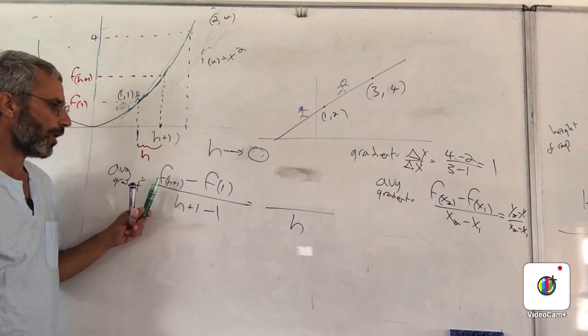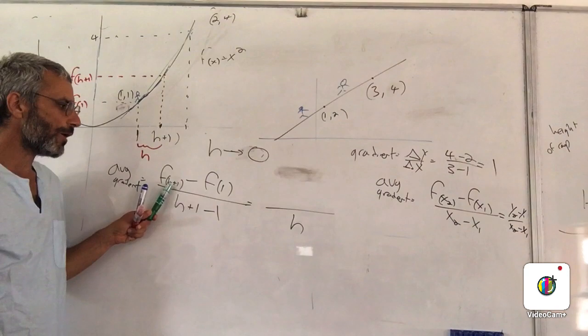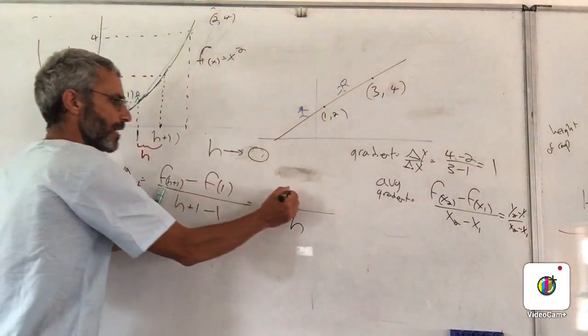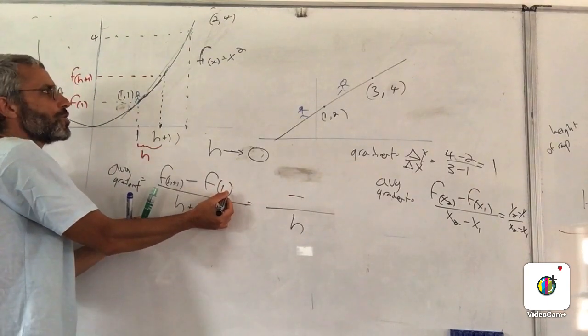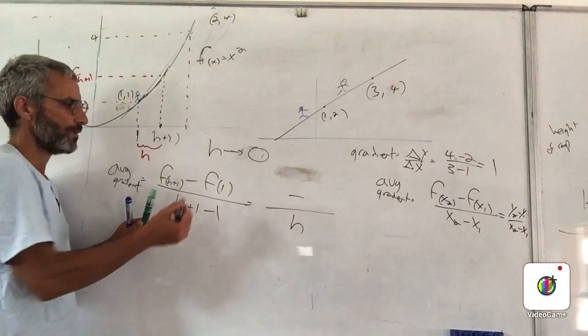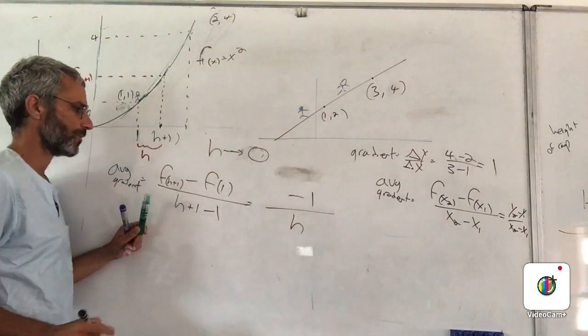Now I need to use what I know about the function. Let's start again with this one. What is f of 1? You already told me. If x is equal to 1, what is f equal to, or the y? 1. 1 squared is 1.